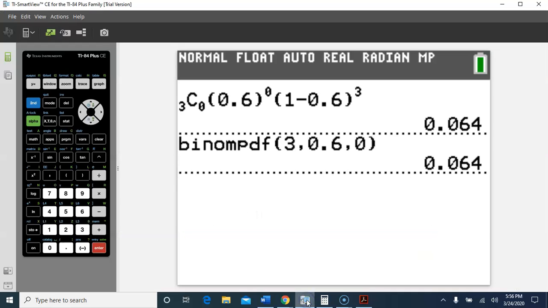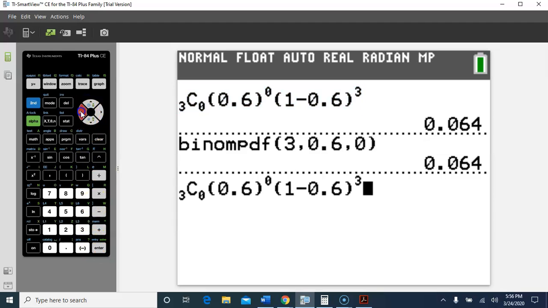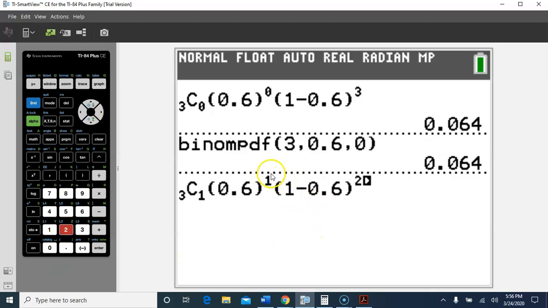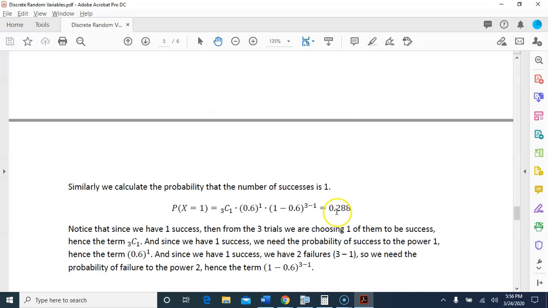Let's do that in 3 ways. So we can do our earlier calculation like this. Now we have 1 success. We're going to do 3 choose 1, and then the probability of success to the 1, and then the probability of failure to the 2. This exponent and this exponent should always add up to the number of trials, which is 3. So this gives us this 288 number on this document.